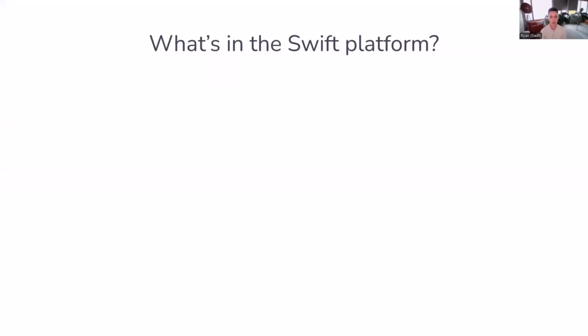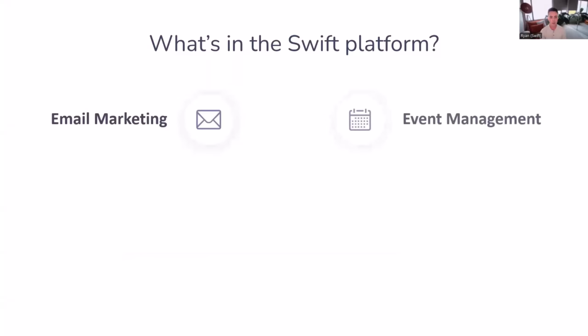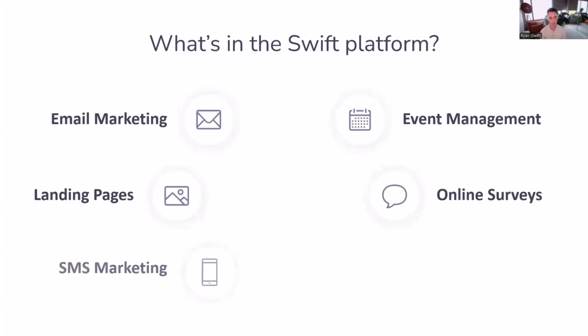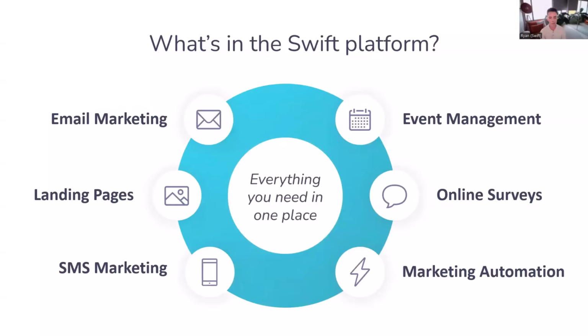All right, so let's talk about what's actually in the Swift platform, what tools it provides. You can do everything from email marketing to event management, landing pages, online surveys, SMS marketing, and marketing automation. I'm going to be focusing on some marketing automation examples in this webinar. But if you just consider for a moment all the different platforms that you currently use for these different tools, and then if they were all merged into one platform and you had one database that rules them all, then that is really everything you need in one place. That's what you get with the Swift platform.